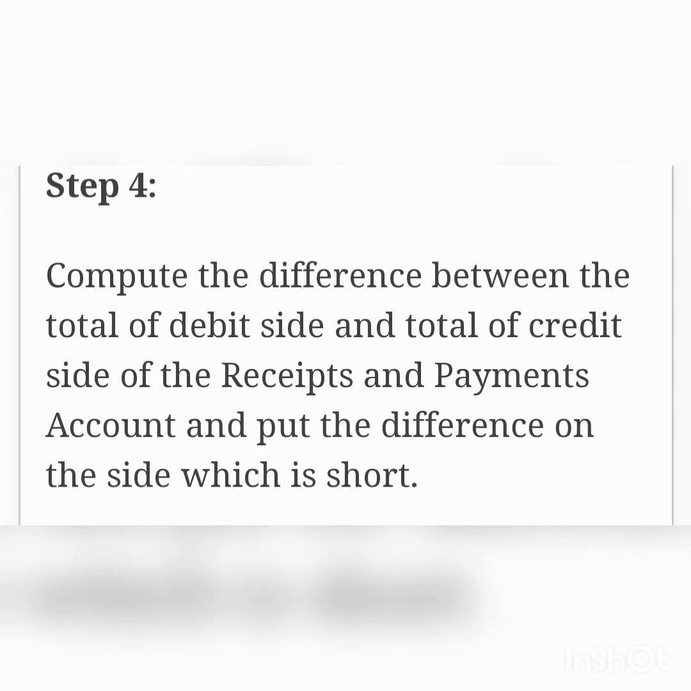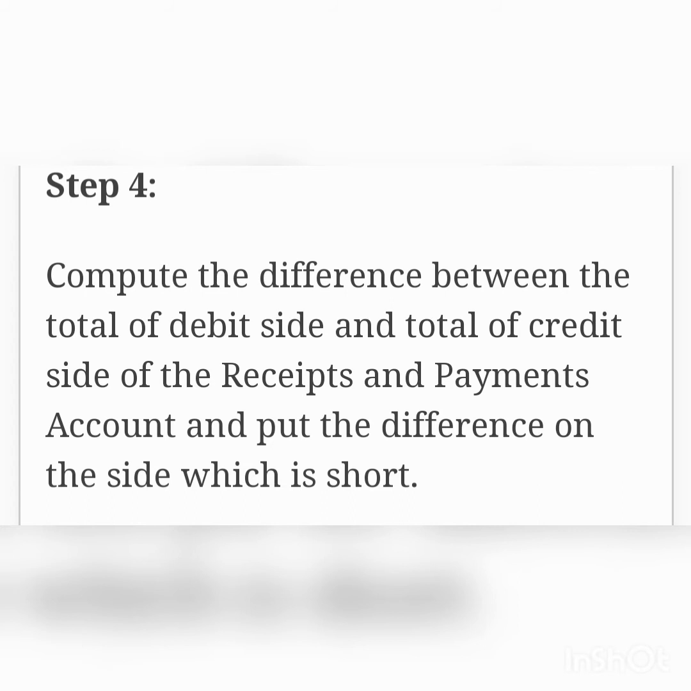Next, the fourth step is compute the difference between the total of debit side and total of credit side of the receipts and payments account and put the difference on the side which is short. The difference is known as closing balance of cash balance or bank balance.